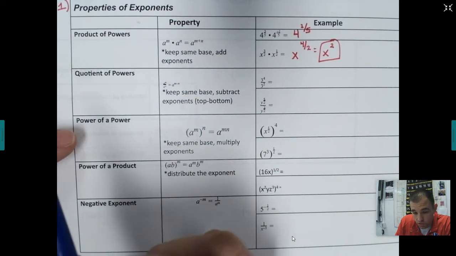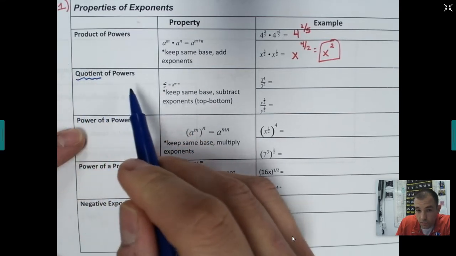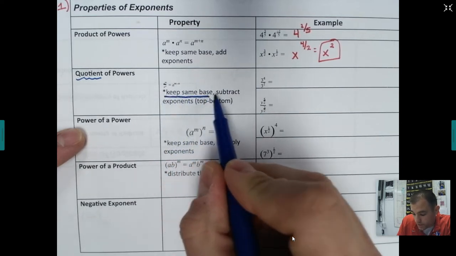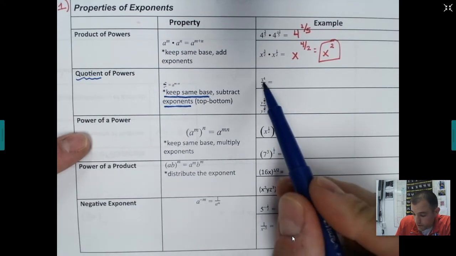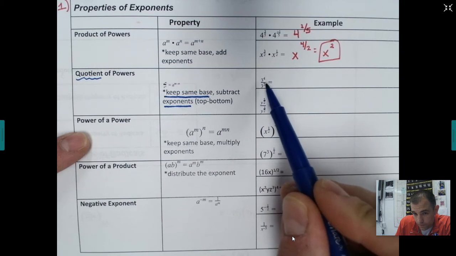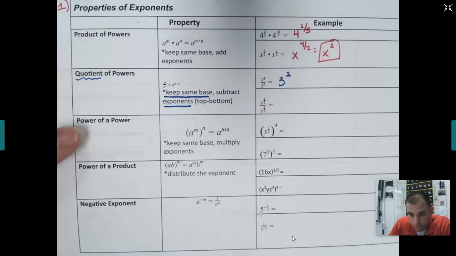The opposite is also true. Quotient means to divide. So whenever we divide, we keep the same base and we subtract the exponents. As long as the bases are the same, we're just going to subtract. In this case, these both have a 3, so they have the same base. So we just subtract 4 minus 2, which would give us 3 squared. If the bases are the same, you just subtract the exponent.